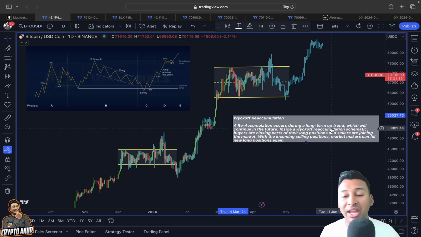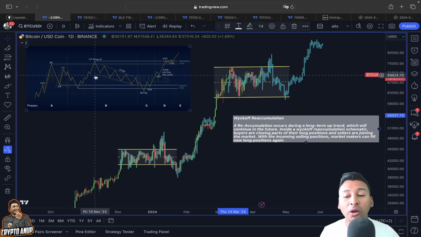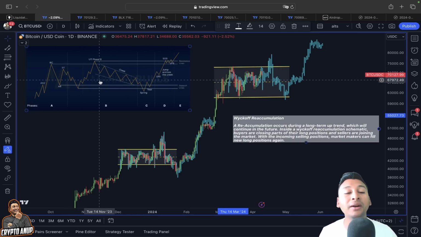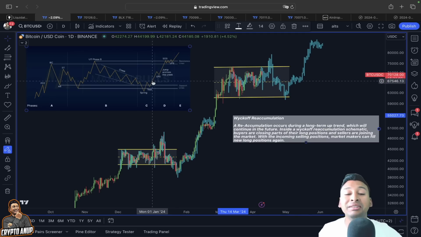Inside a Wyckoff's reaccumulation schematic, buyers are closing part of their long position and sellers are joining the market. With the incoming selling positions, market makers can fill new long positions again. That is the reason why we see more sideways movement even during an uptrend.